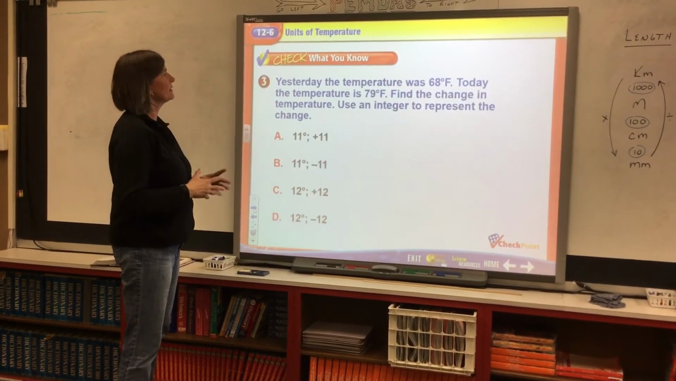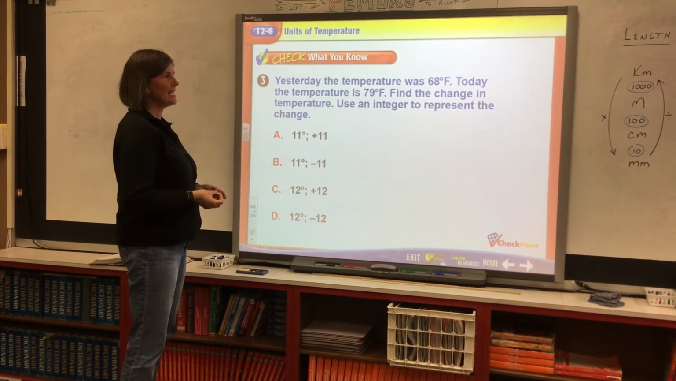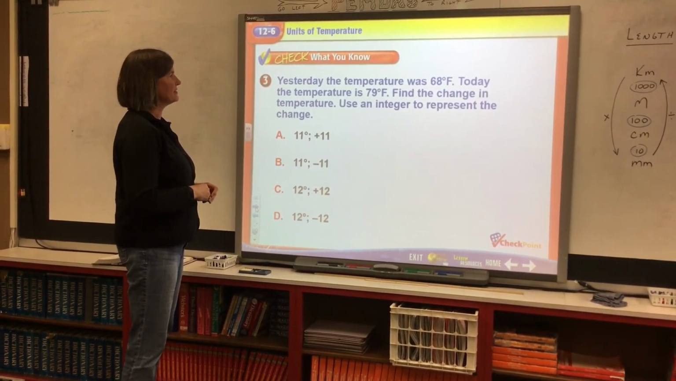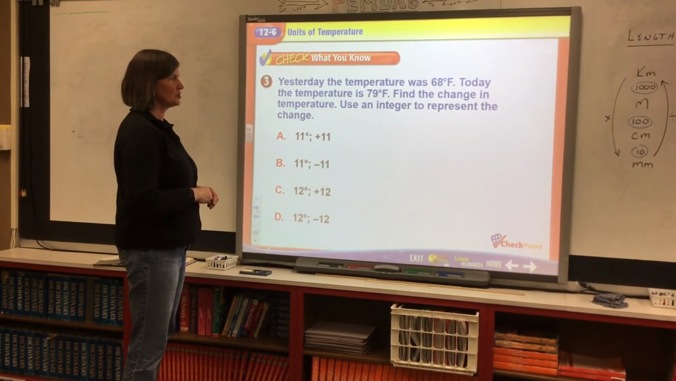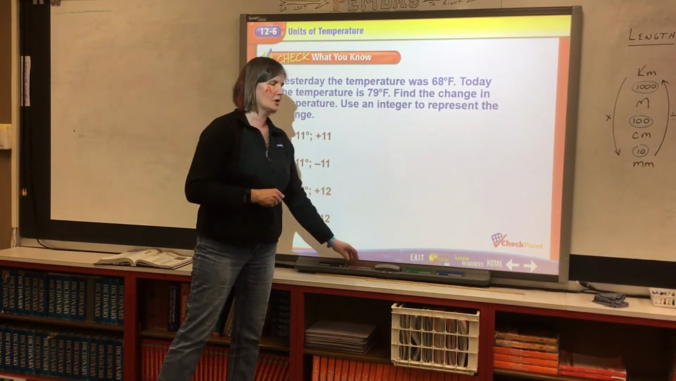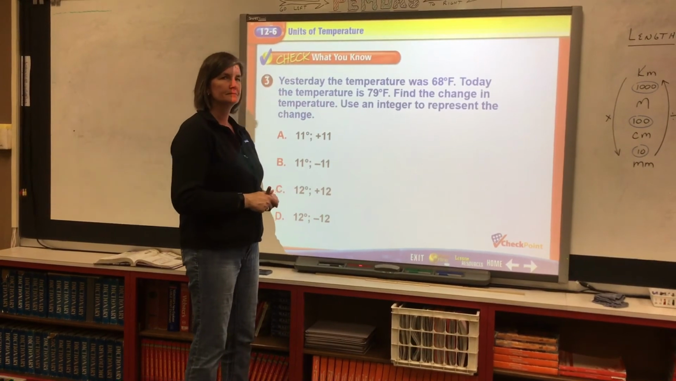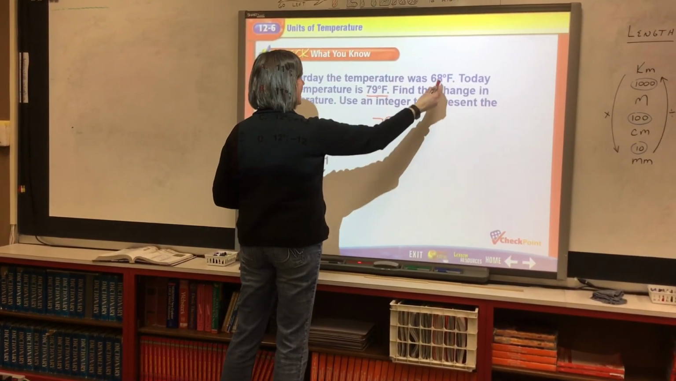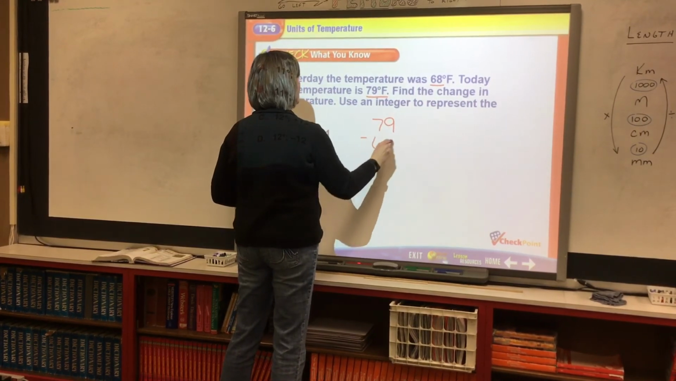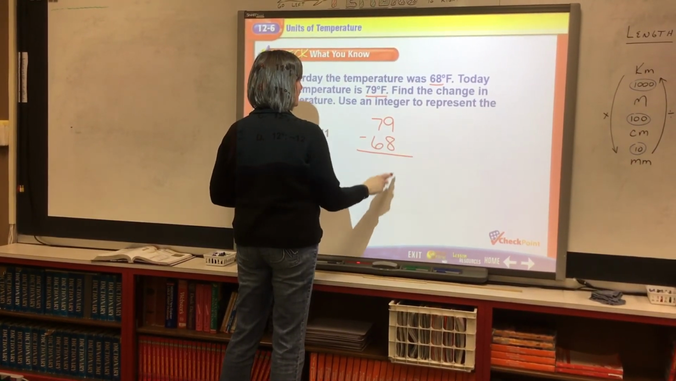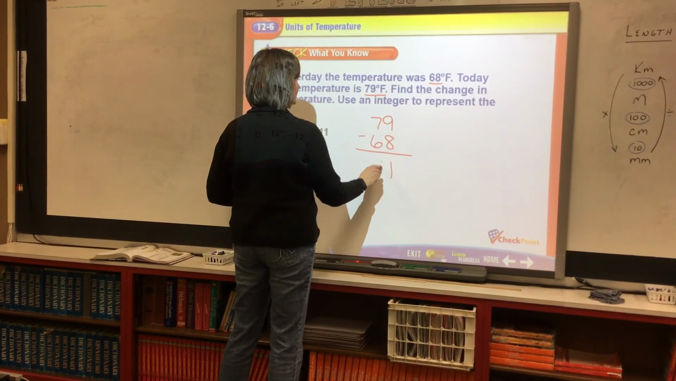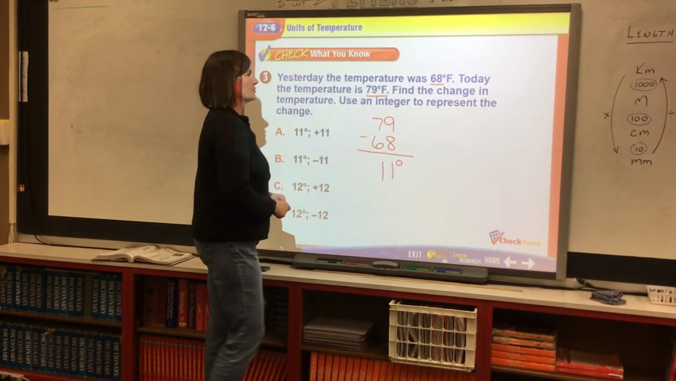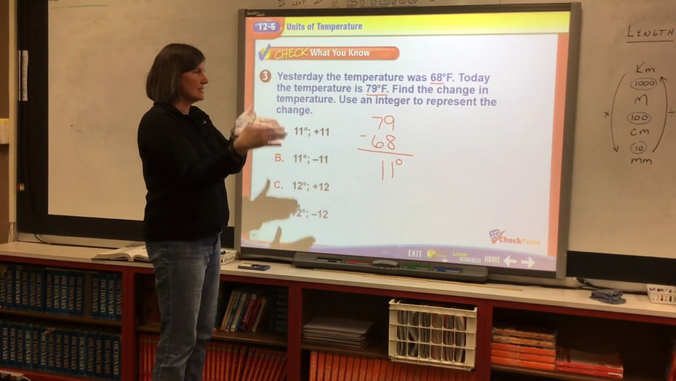All right, you do this one. Yesterday the temperature was 68 degrees Fahrenheit. Today the temperature is 79 degrees Fahrenheit. Find the change in temperature and use an integer to represent the change. What do we do with those two numbers? Subtract them. Again, write the larger number on top, that's 79. All right, write the smaller number on the bottom. How much is 9 minus 8? 1. How much is 7 minus 6? 1. So how much did the temperature change? 11 degrees. Yesterday it was 68, today it's 79.